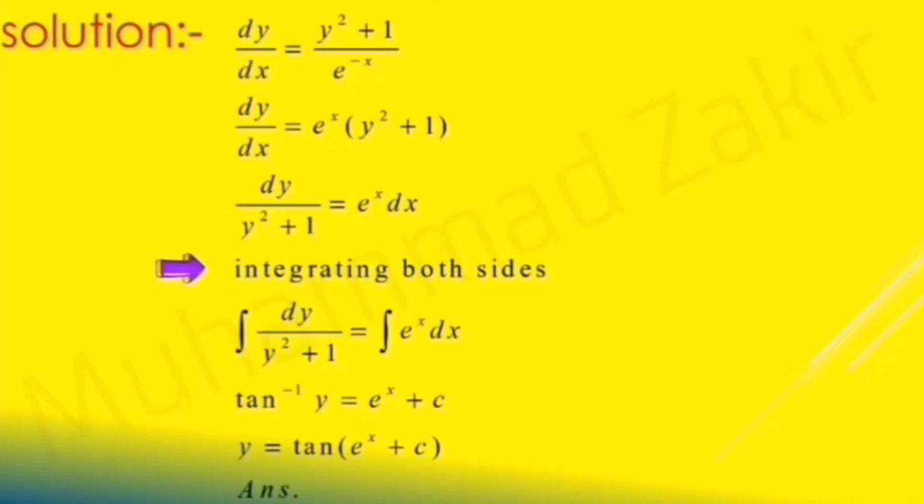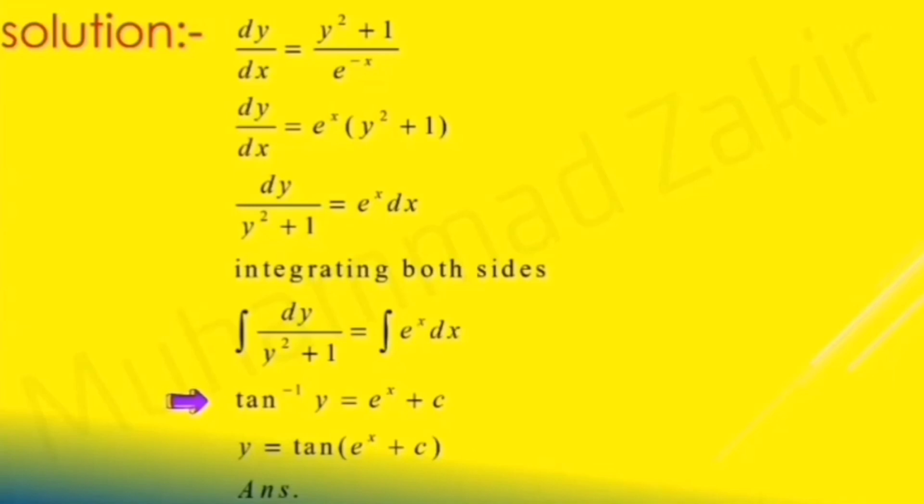Now the next step is integration. We integrate both sides, applying the sign of integration: integration of dy by y square plus 1 on the left and integration of e^x dx on the right. On the left side we can see that 1 by y square plus 1 is the derivative of tan inverse. We know that integration converts the derivative into the function. So the integration of 1 by y square plus 1 is tan inverse of y.